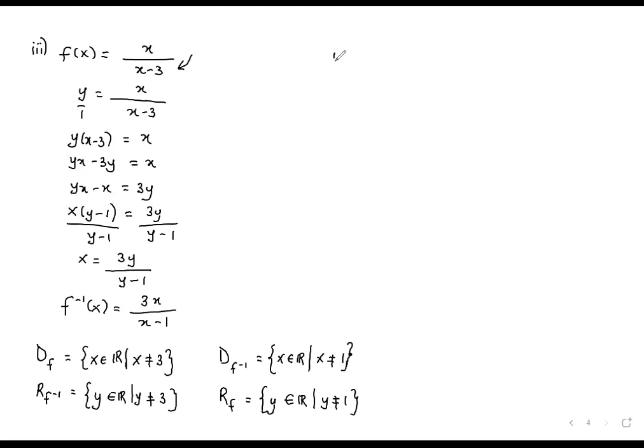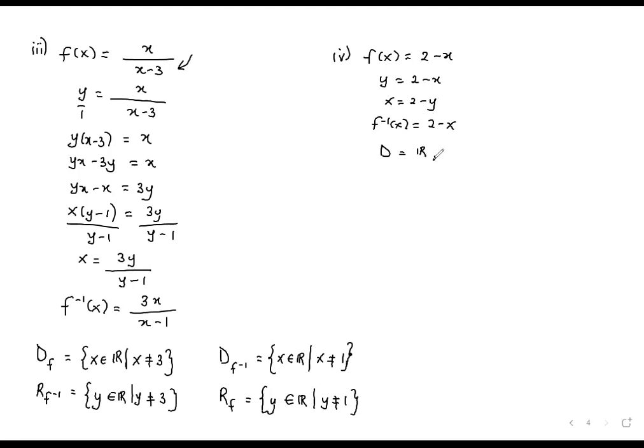So we go to 4, f of x is equal to 2 minus x. This one is a bonus. So you say y is equal to 2 minus x. So x is 2 minus y. This is F inverse of X, 2 minus X. The domain is all real.